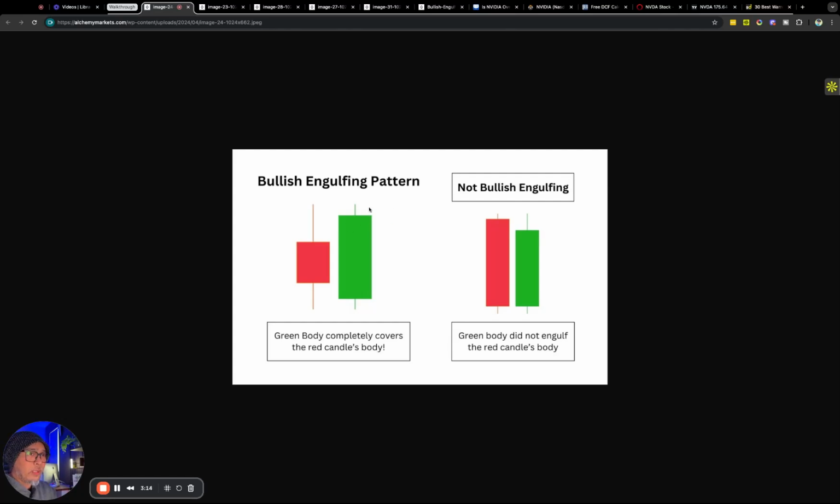You can see on the screen, so this is a bullish engulfing pattern, okay? So it happens when the body of the candle covers the previous red candle, okay? So you can see that the green candle here covers the whole red candle, the body of the red candle of the previous period, okay? On this example on the right, this is not bullish engulfing because at first the price went down and then the next candle, it did not engulf. It did not cover the whole of the previous candle.